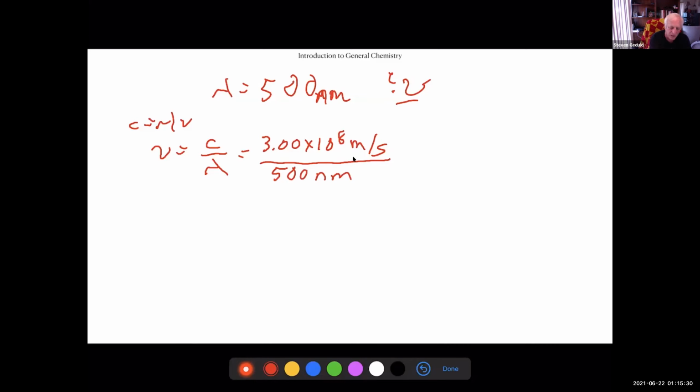So we have to convert nanometers to meters. Nano is the same thing as 10 to the minus 9. That's what nano means in the metric system. Okay, so now nanometers cancel, meters cancel, and we're left with per second, which is frequency.